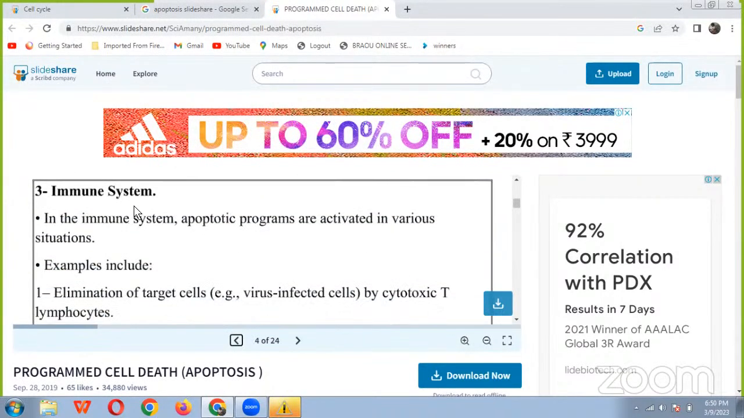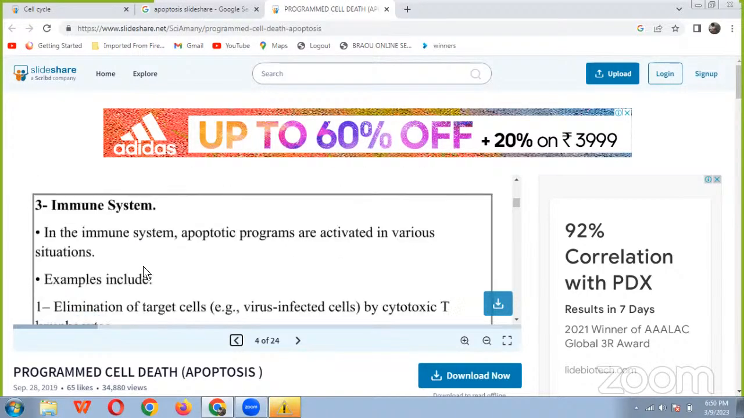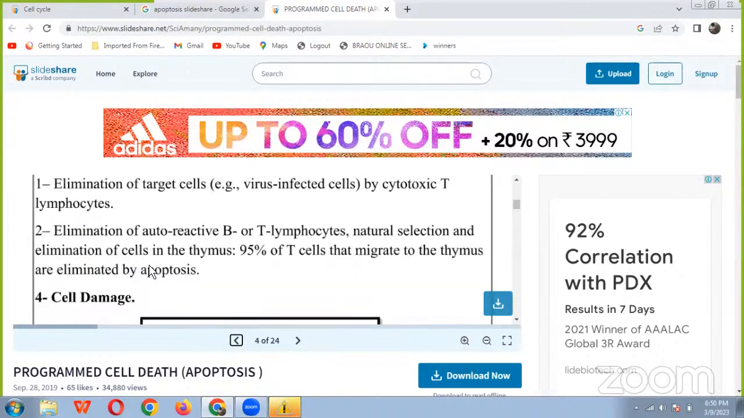Next one is the immune system. What is the immune system? Mainly, in the immune system adaptive programs are activated in various situations. For example, elimination of target cells, such as virus-infected cells by cytotoxic T lymphocytes. Okay, elimination in the immune system. They can develop the immune system.